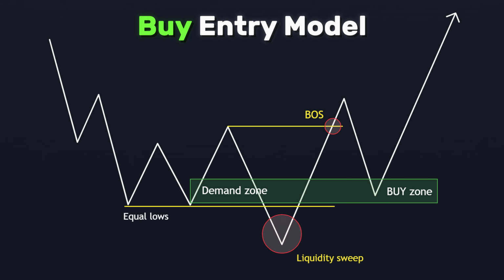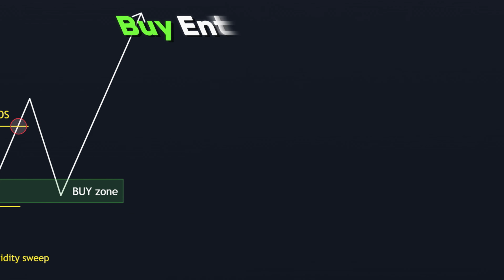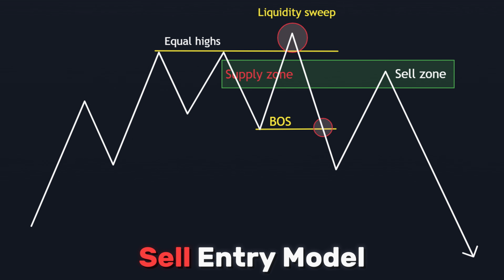For a buy setup, equal low sweep, then bullish BOS. Look for the price to retrace down into a nearby demand zone or order block, often near the start of the move that caused the BOS. For a sell setup, equal high sweep, then bearish BOS. Look for the price to rally into a nearby supply zone or order block, often near the start of the move that caused the BOS.